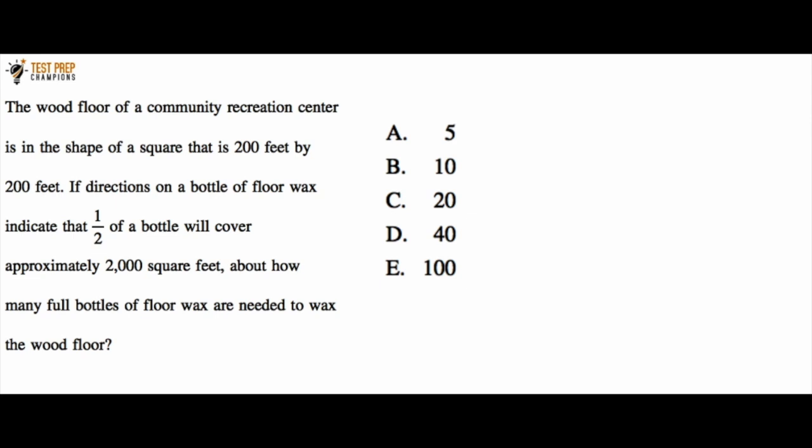The wood floor of a community rec center is in the shape of a square that is 200 feet by 200 feet. If directions on a bottle of floor wax indicate that half of the bottle will cover approximately 2,000 square feet, about how many full bottles of floor wax are needed to wax the wooden floor? Is it A, 5, B, 10, C, 20, D, 40, or E, 100?